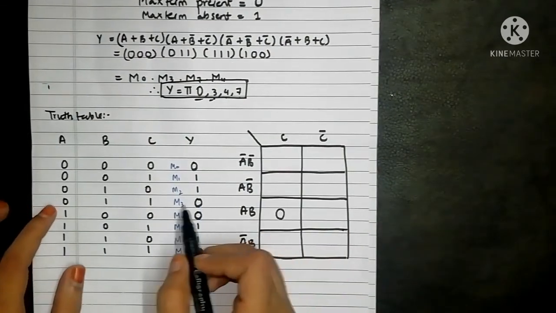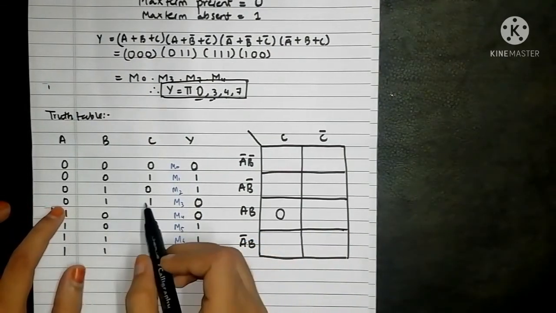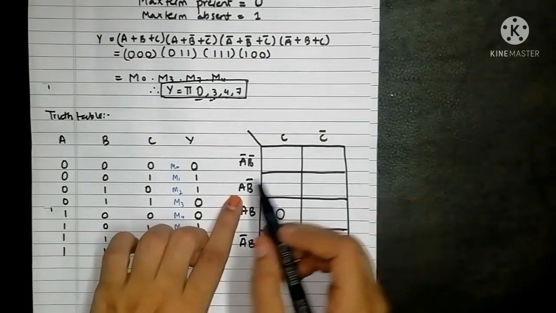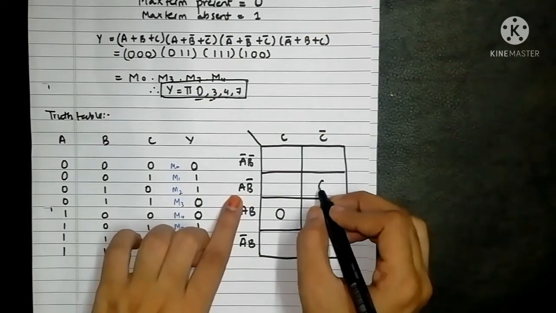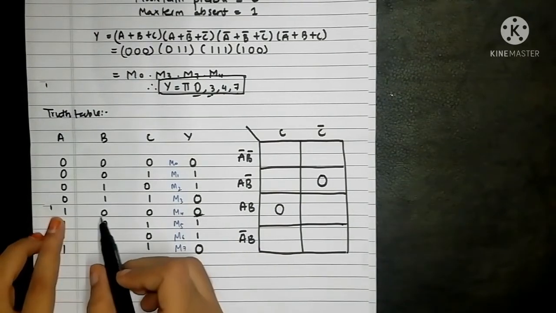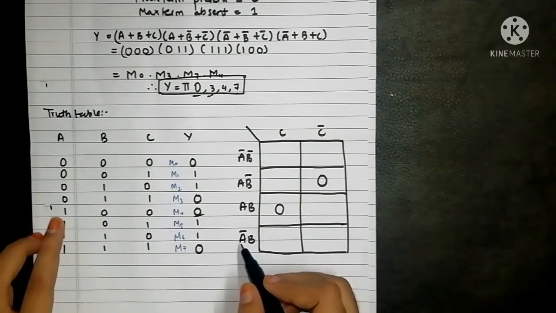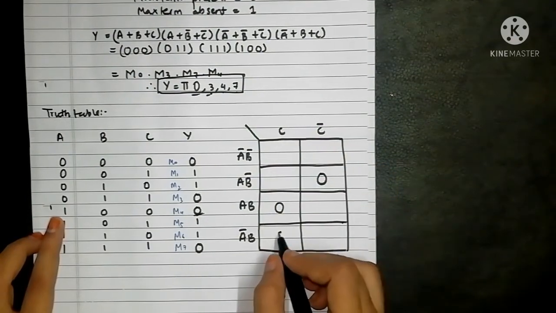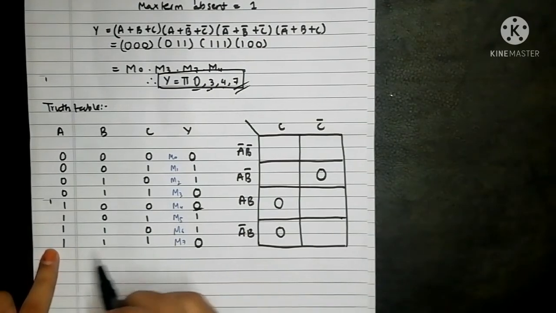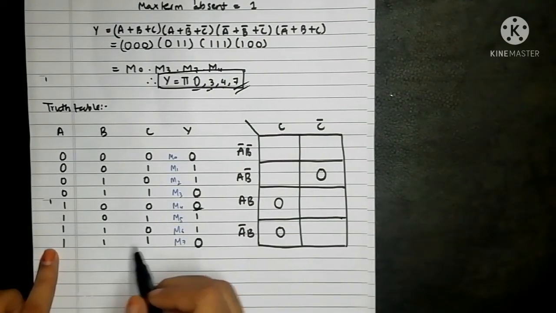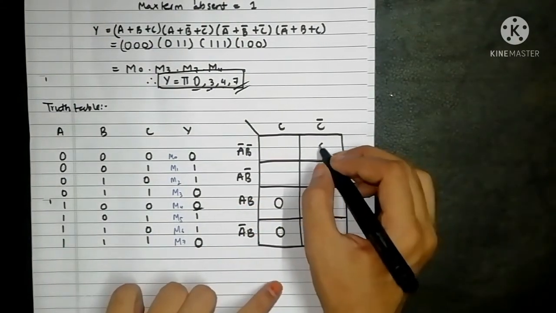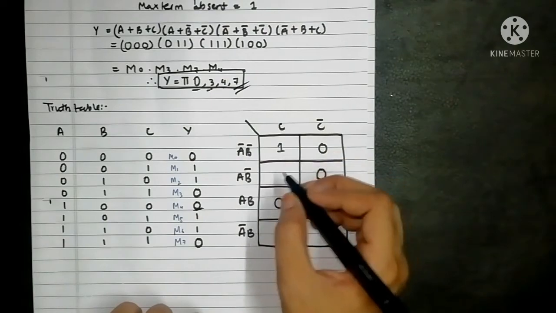Then the next is M3, that is A, B bar, C bar. Second row, second column, put 0. Then we have M4, A bar, B, and C. So A bar, B, and C, put 0. The last term is M7. So it is A bar, B bar, and C bar, put 0. And the rest of the blocks will have value 1.